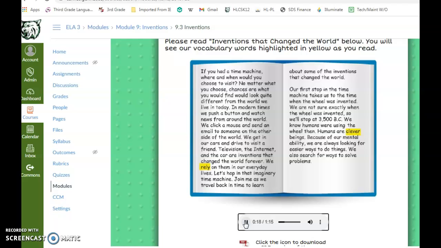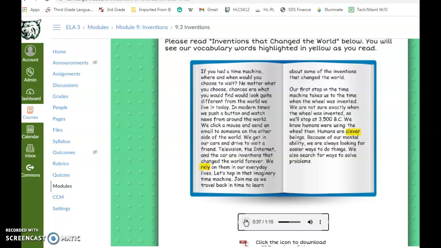We click a mouse and send an email to someone on the other side of the world. We get in our cars and drive to visit a friend. Television, the internet, and the car are inventions that changed the world forever. We rely on them in our everyday lives.